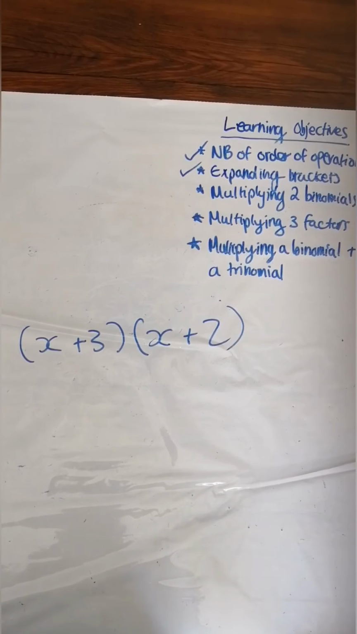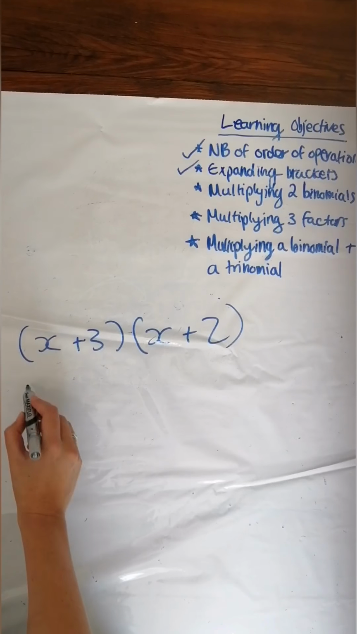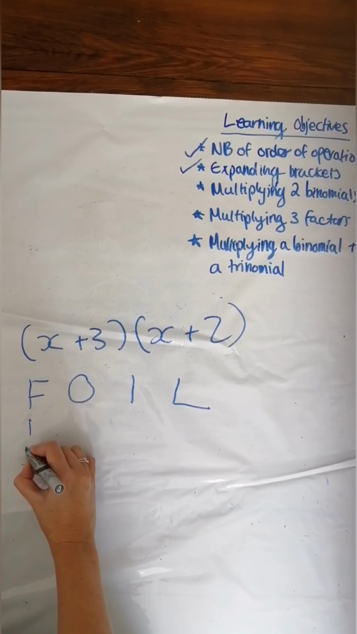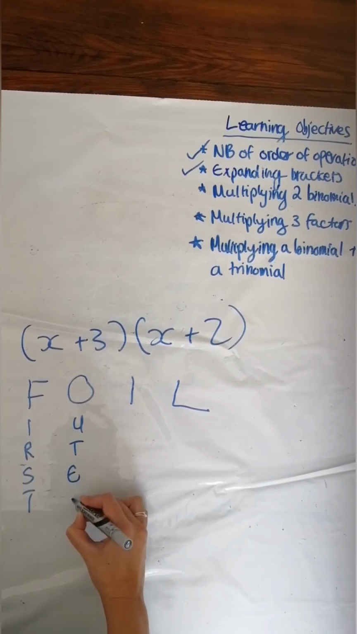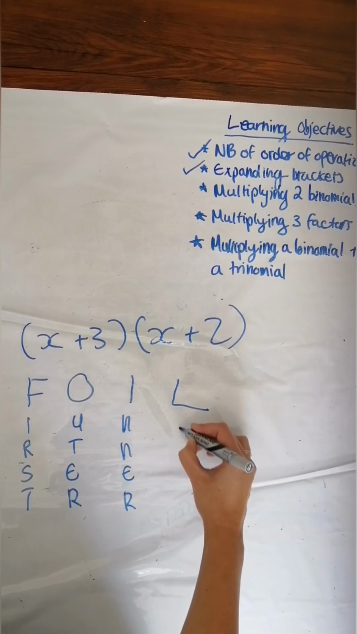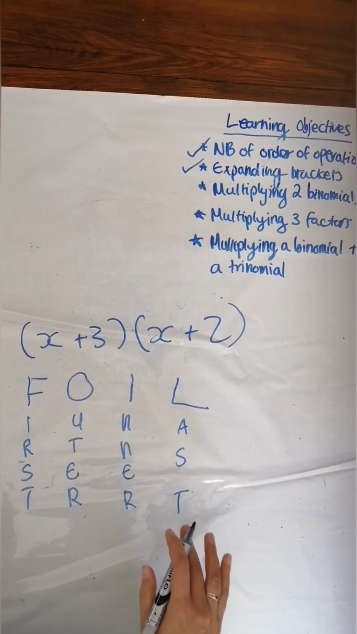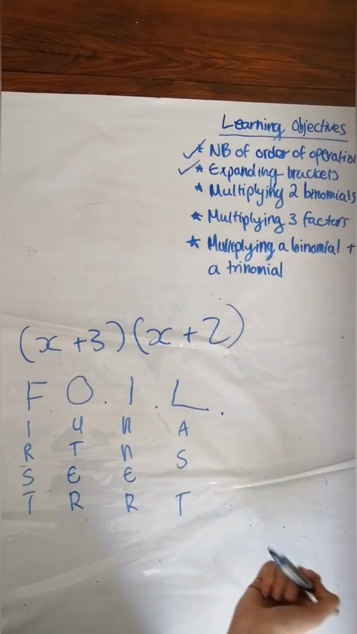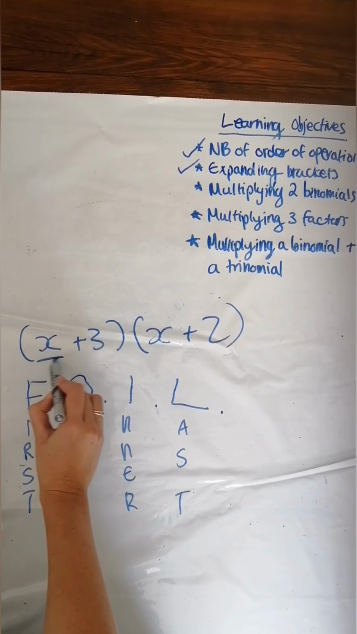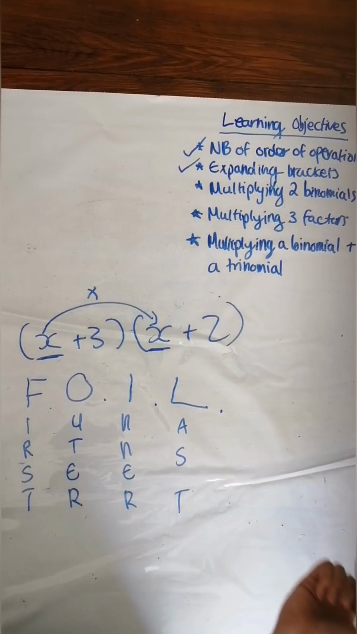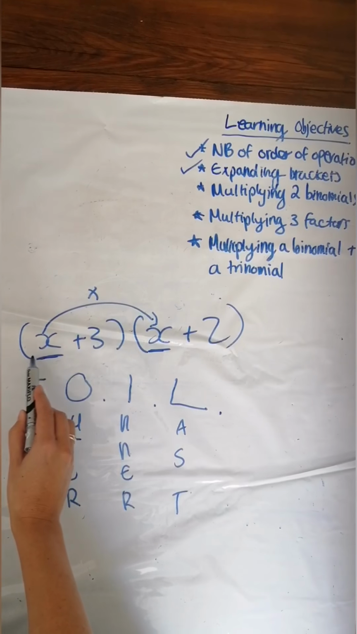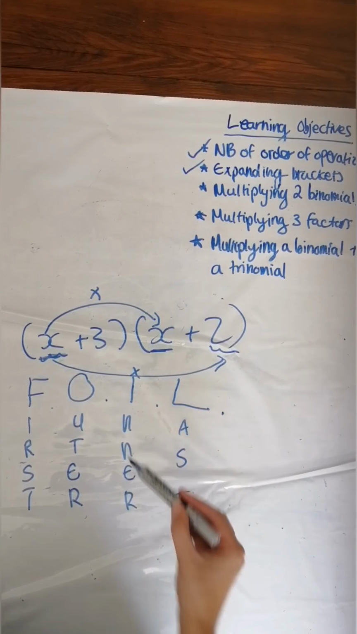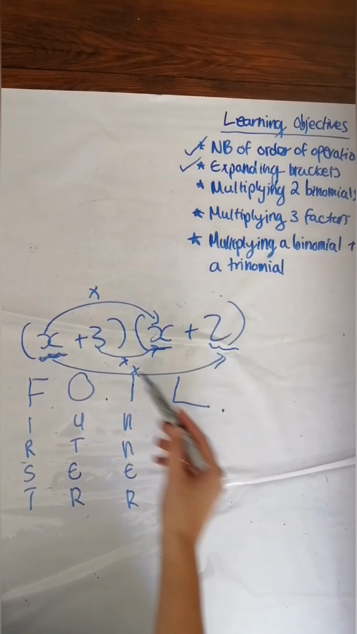And you may have heard of the acronym FOIL when we focus on this. FOIL just stands for first, outer, inner, and last. This helps you remember what to multiply and when. If we follow these steps of FOIL, we start with the first terms of both binomials. This one's the first term and this one's the first term, so that is going to be multiplied together first. Then we do outer, this one and this one. So we multiply those two together. Then we have inner, these two. And then we have last, the last two in the binomials.